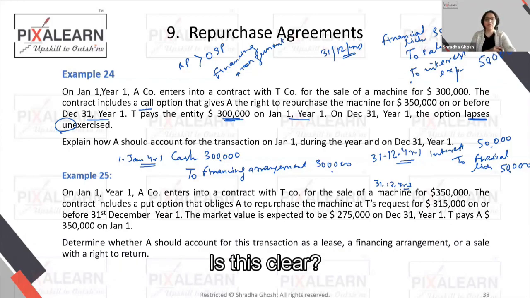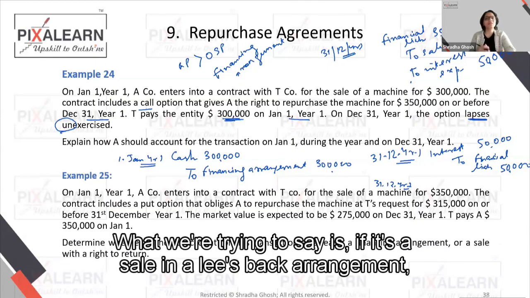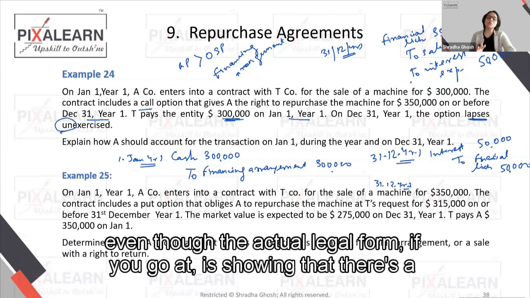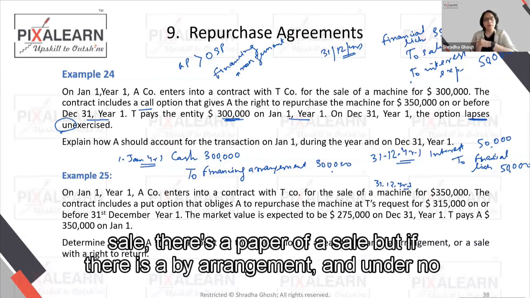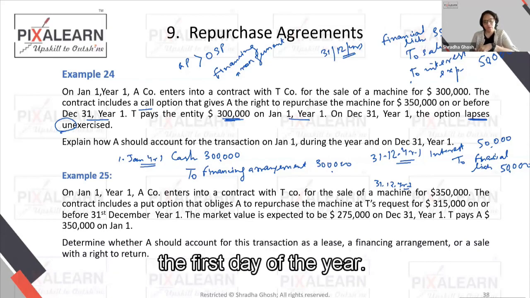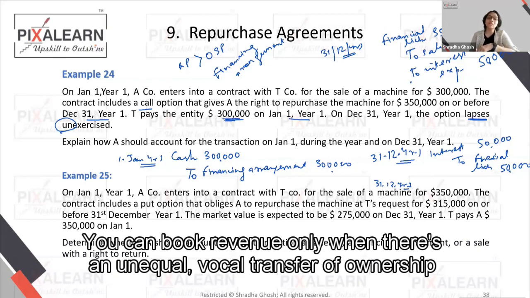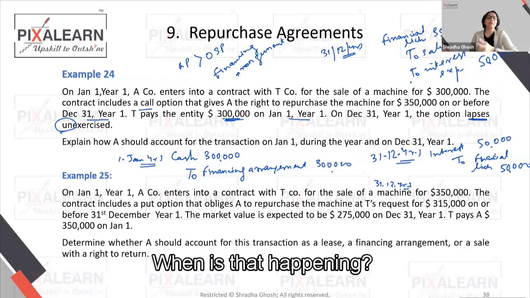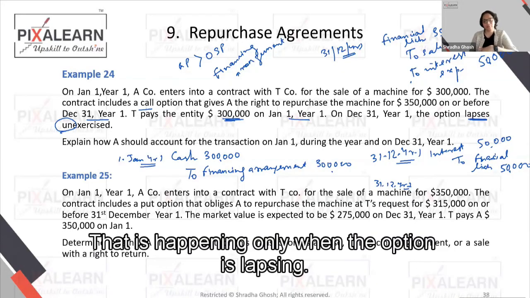Is this clear? What we're trying to say is, if it's a sale and lease back arrangement, even though the actual legal form shows that there's a sale, there's a paper for sale, if there is a buyback arrangement, then under no circumstances is the sale final. So you cannot book revenue in your books on the first day of the year. You can book revenue only when there's an unequivocal transfer of ownership right from you to the buyer. When is that happening? That is happening only when the option is lapsing.